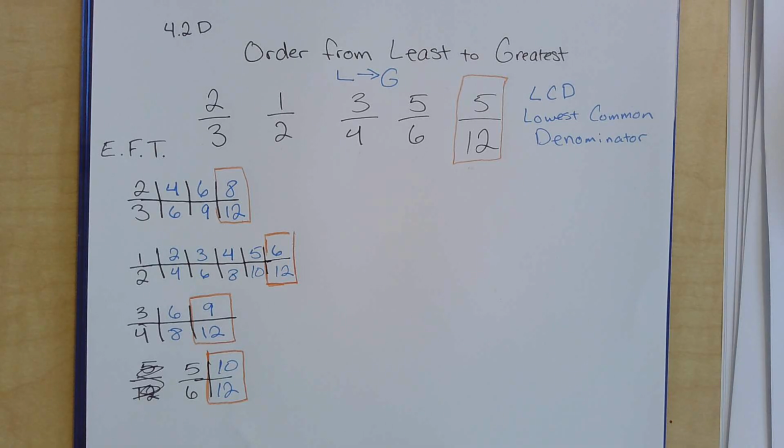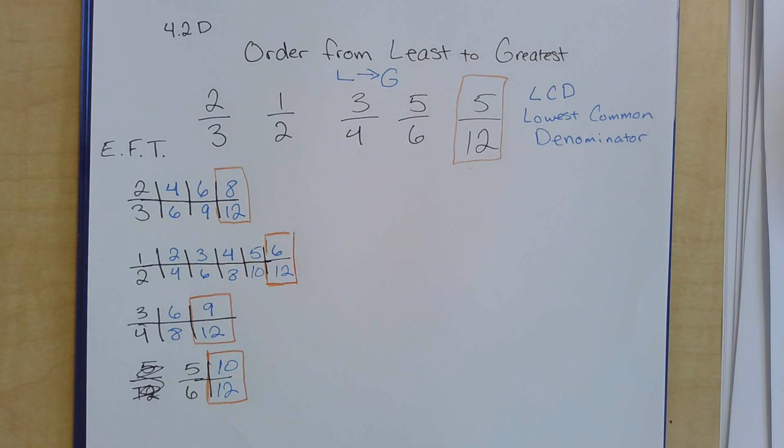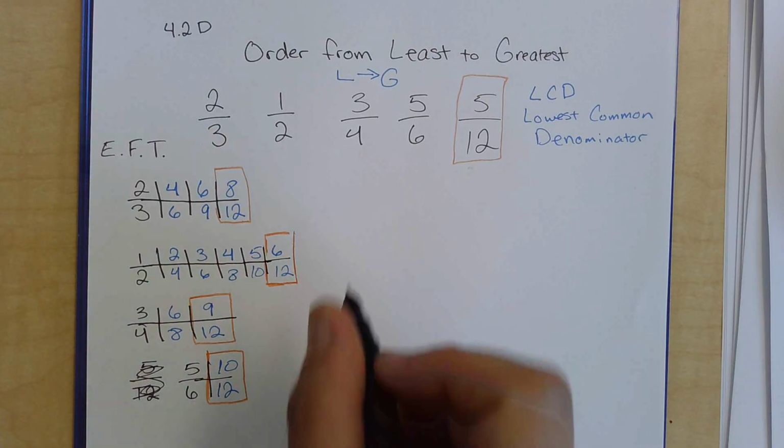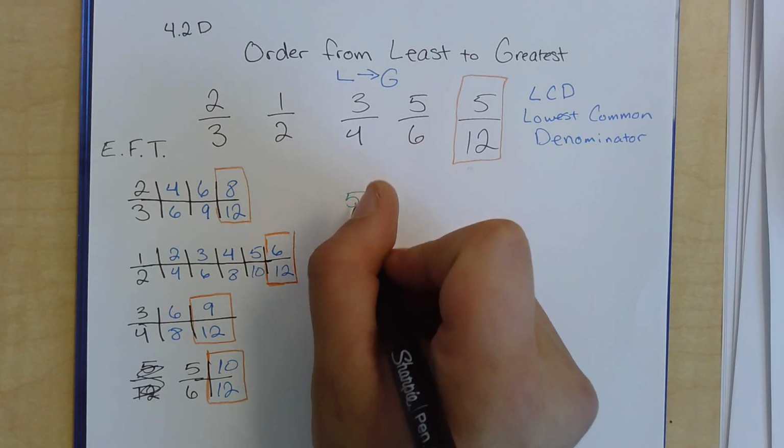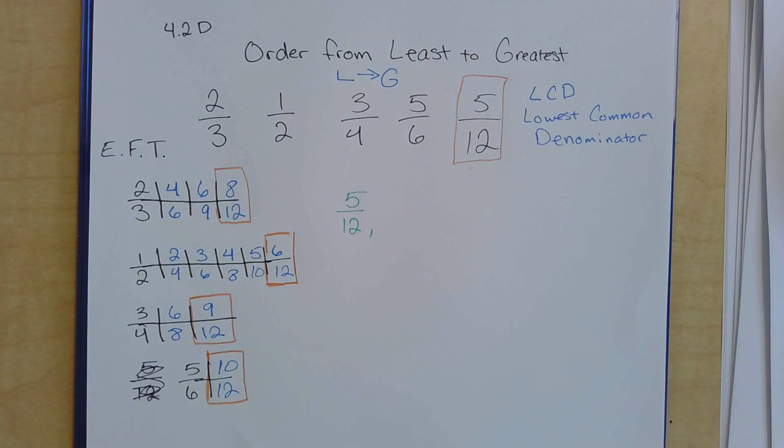And I would say that 5/12 is going to be my least complete fraction. So that's what I'm going to write down. I'm going to say 5/12 will be my smallest value.